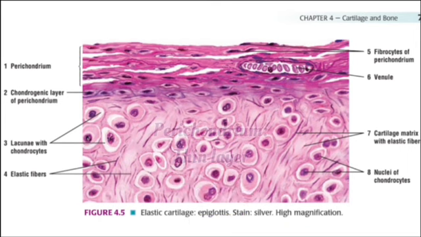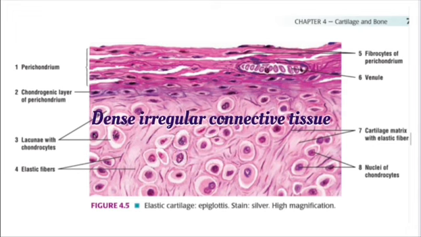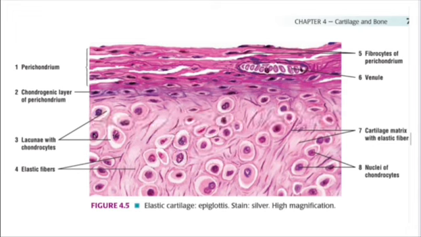There is a thin layer of perichondrium around this cartilage. And as I have said, the perichondrium is a type of dense irregular connective tissue.